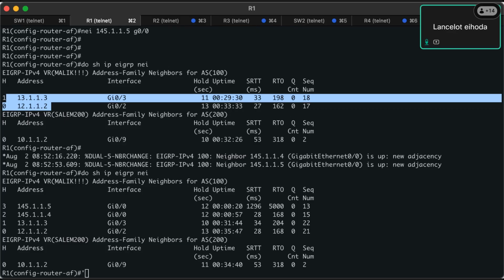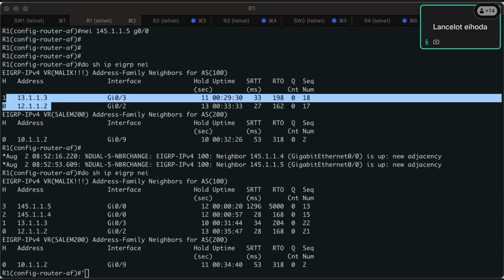Okay. Look at the chat again, and then what is our next task now? Configure router 6 in EIGRP AS 200. It should run on its loopback. It should use named mode.